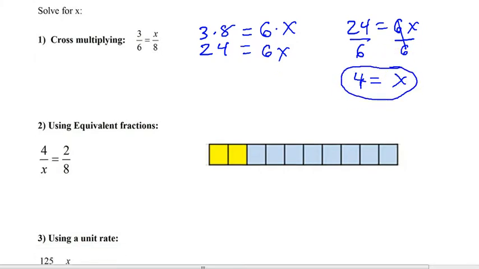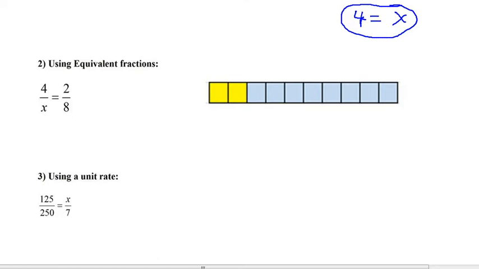Here's the other method. This is using equivalent fractions. So you can just look at it, and this one comes in handy when we do applications, because you can just look and go, oh, well look, if I double the top and double the bottom, I'm going to get an equivalent fraction. 2 times 2 is 4, so 8 times 2 is 16. We're just cutting this in half. That's it. So if you double these, you get 4. You double these, you get 16. So it's a 4 to 16 ratio, so the bottom has to be 16.